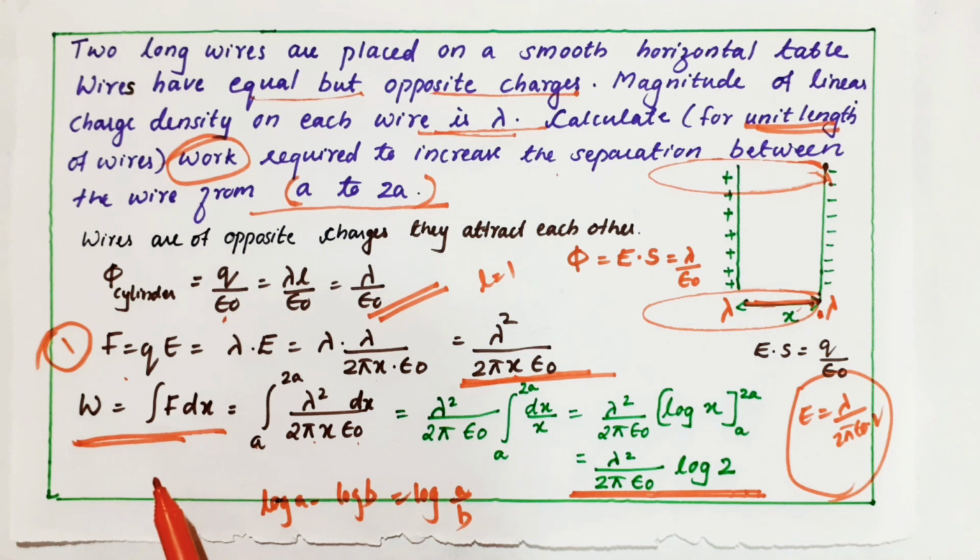For work done, integrate it. Remember that integral of dx by x is log x, within the limits A to 2A. Upper limit minus lower limit, log 2A minus log A, which again we can write as log A by B. In that way I get the equation lambda square by 2 pi epsilon 0 log 2.